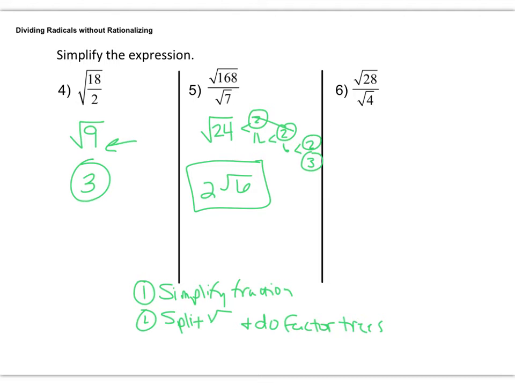All right, let's try number 6. We have the square root of 28 over the square root of 4. Well, 28 divided by 4 is just 7, so the square root of 7. And can I do a factor tree on 7? Nope, I'm done. Okay, so you always want to make sure you simplify your fractions first.